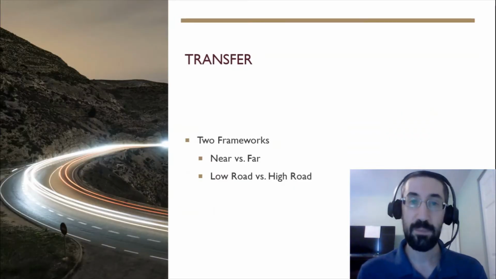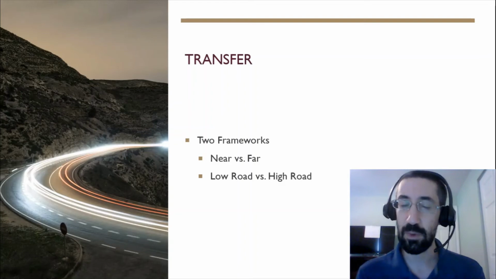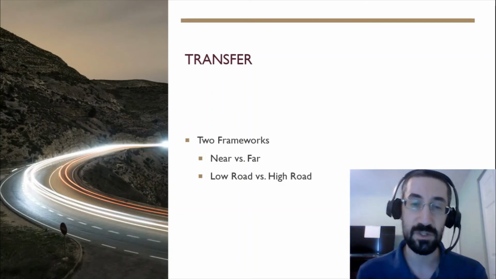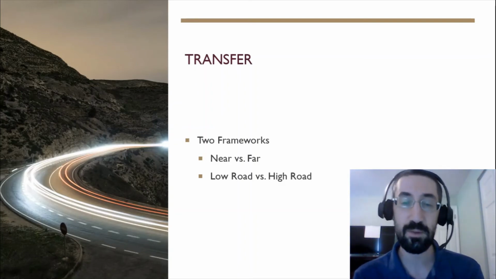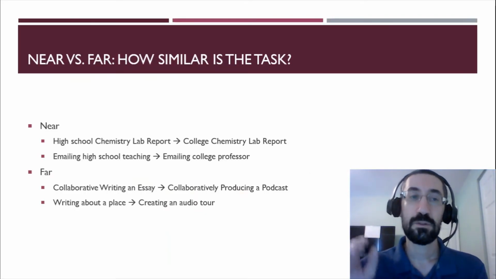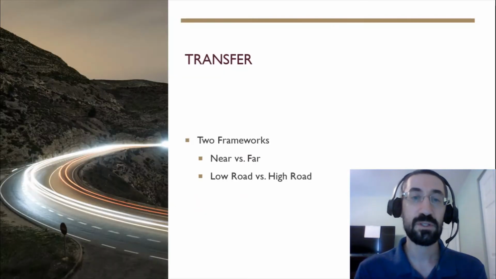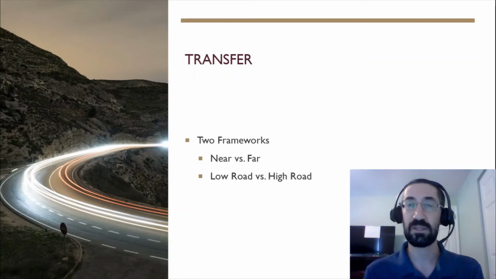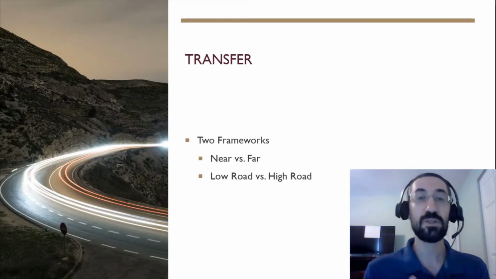Finally, I want to wrap up with a quick discussion of transfer. There were a lot of questions about near versus far transfer, about low road, high road, and how these tie together. So first, it's important to note here, right, that these are two different frameworks, right? And I actually don't think that the textbook makes that clear enough. These are simply two different ways of thinking about the concept of transfer, right?